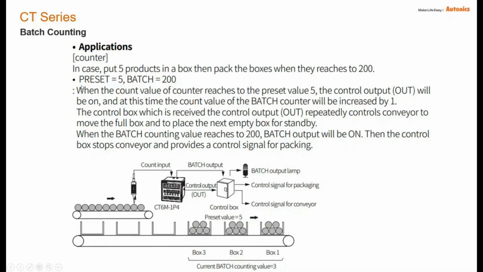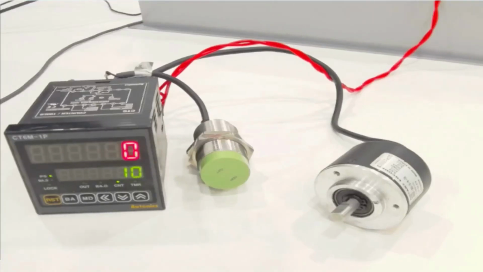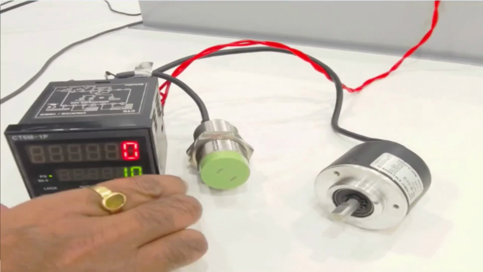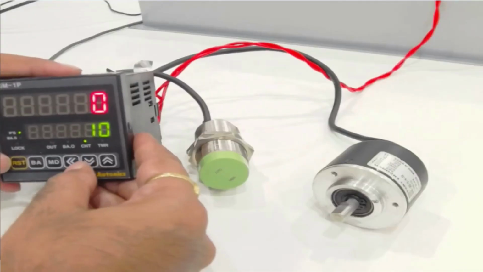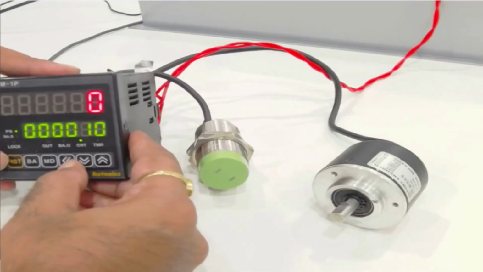So in this case, there is one preset value, that is the first set point for the number of jobs, which is 5. Then there is a batch set point, which is 200, that will count the number of boxes over here. So let's see the same configuration, how we can do it in our demo counter. If we look at our counter here, this is the set point, which is 10. I'll change it as per our application now to 5.